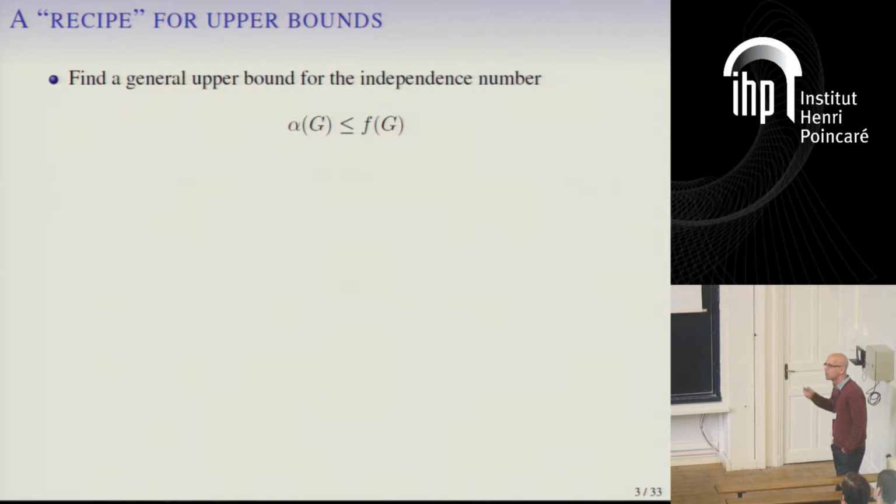So this talk is mostly going to be concerned with upper bounds. Let me give you a general recipe for how an upper bound on the zero capacity works. It's very simple. Here's the procedure. First, you start by finding a general upper bound for the independence number of a graph.